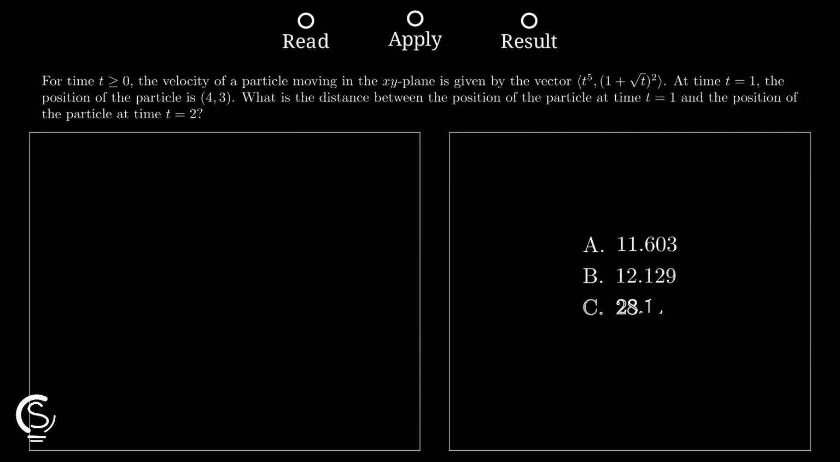First, we need the displacement in the x direction. Integrate the velocity component to the fifth power from time 1 to 2. This gives us the horizontal change in position.